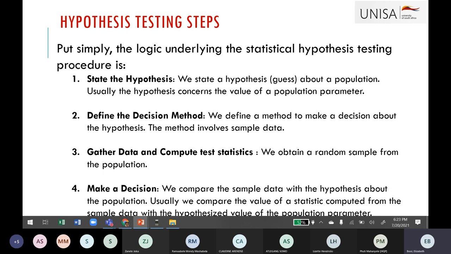And when you make the decision, you're always going to refer back to your null hypothesis statement. What you already hypothesized, the value should be at the beginning. So when you make your conclusion, after you make a decision, it needs to refer back to how you stated your null hypothesis.